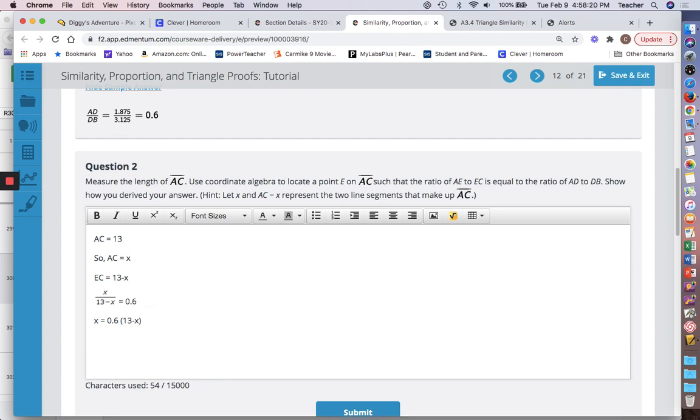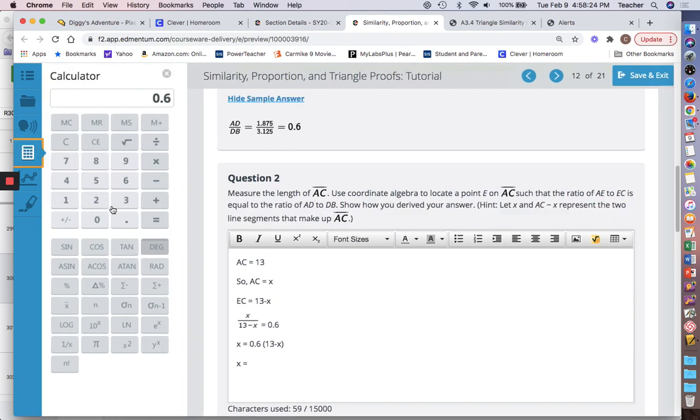Which means I've got to do the distributive property. So 0.6 times 13. I have no idea what that is. 0.6 times 13, all right, 7.8. So 7.8 minus 0.6x, because 0.6 times x is 0.6x.